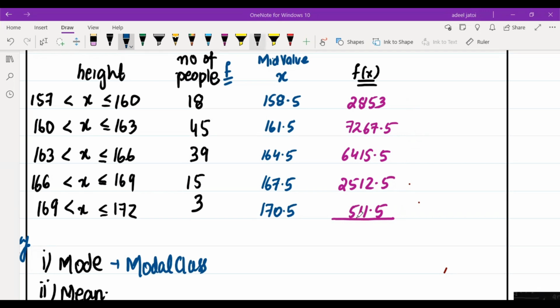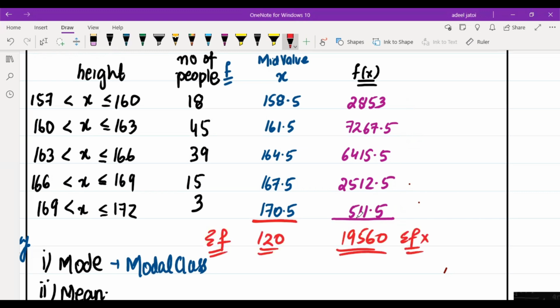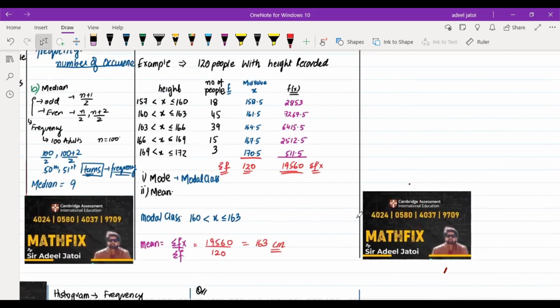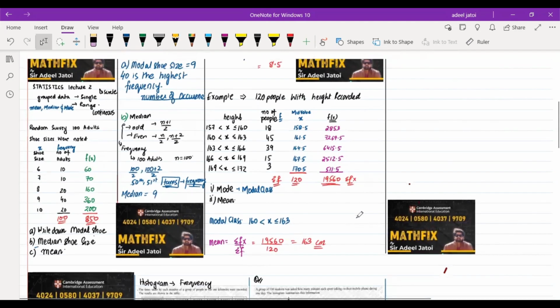So your summation of fx here is 19560 and the summation of f is 120. This is your summation of f, and this is your summation of fx. So when I need to find the mean, we do summation of fx divided by summation of f, and the answer will be 163 centimeters. So this particularly is the range question for calculating the mean, median, and mode.